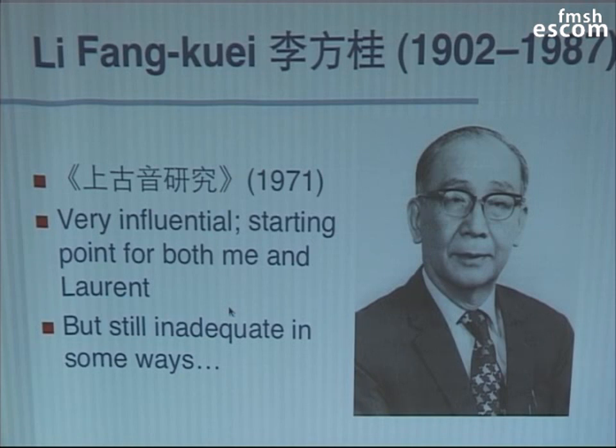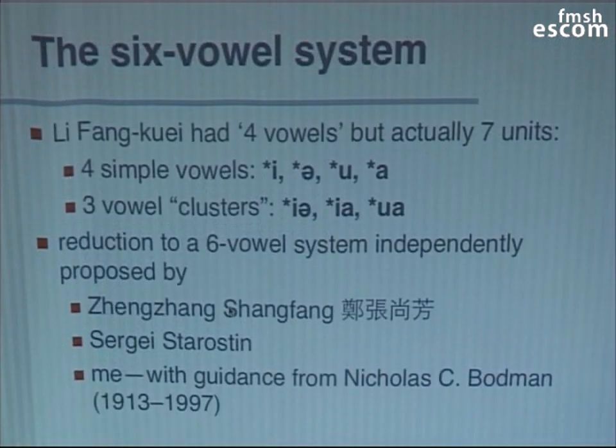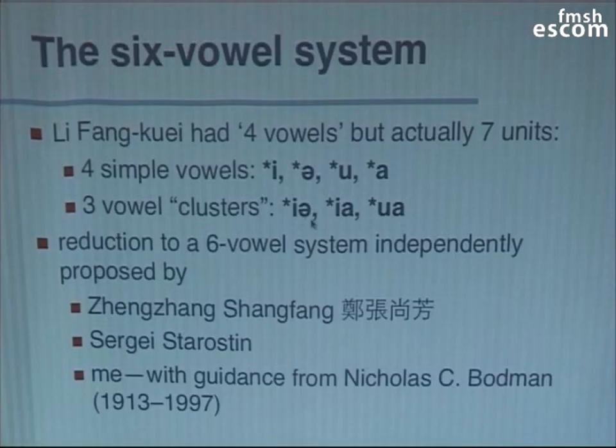It is also still inadequate in some ways, in spite of the fact that he was a great guy and all that. It's sometimes said that Li's system had four vowels, and there they are, but there were actually seven units which function as vowels. Because in addition to i, schwa, u, and a, you also had these so-called vowel clusters, i schwa, i a, and u a. It turns out that the distribution of these is such that you can reduce the number of vocalic units, or nuclei, from seven to six.